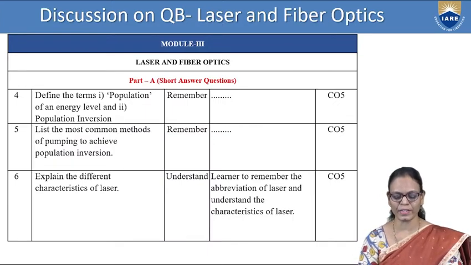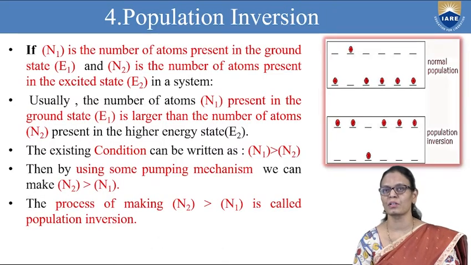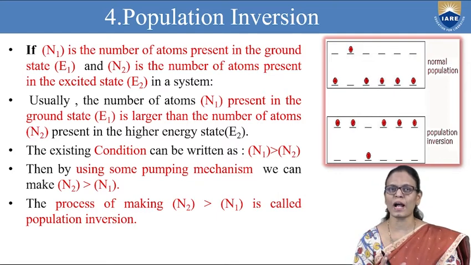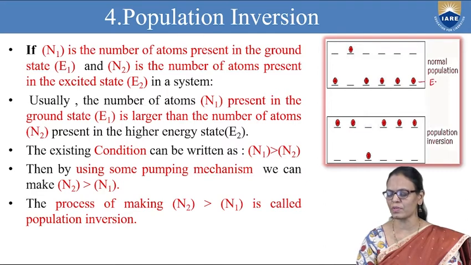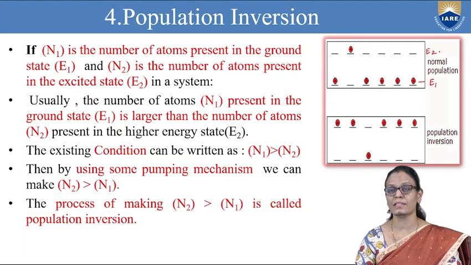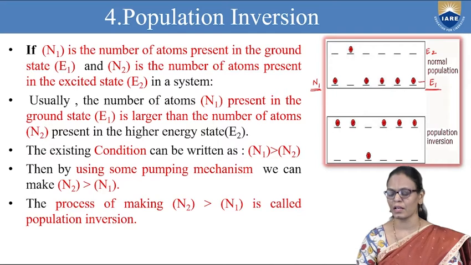Now next we are going to define the terms population and population inversion. So let us understand first what is population. Population here means the number of atoms that are present in a given state. Generally, if I say this is E1, the ground state, and E2, the excited state, N1 is the number of atoms present in the ground state. The number of atoms present in the ground state is always more than that in the excited state. So if you see here, you see 5 atoms and here only 1. So N1 is greater than N2, N2 being the number of atoms in the excited state. So this is the general scenario which we have.